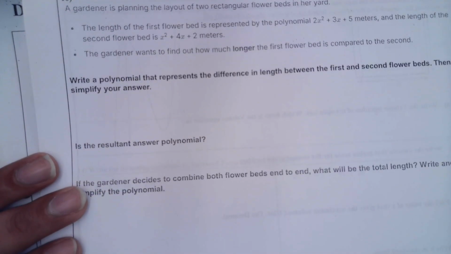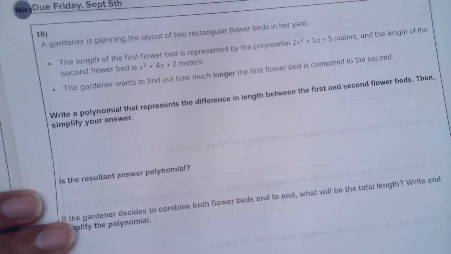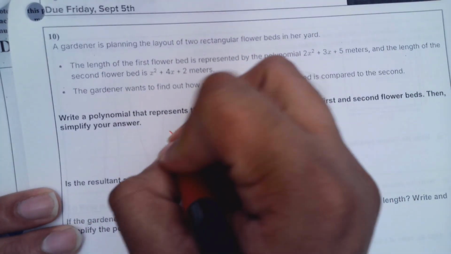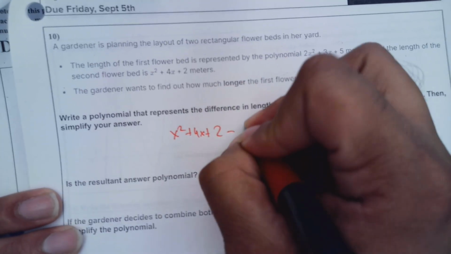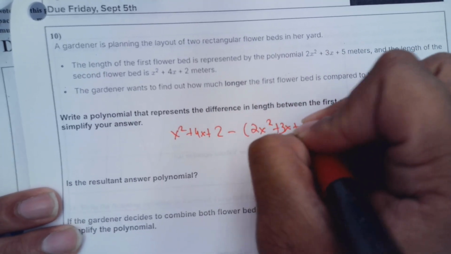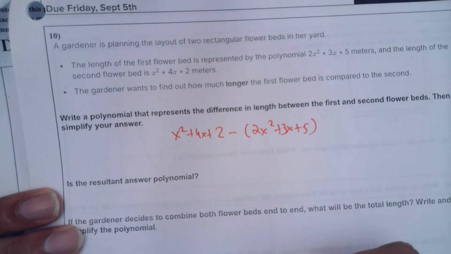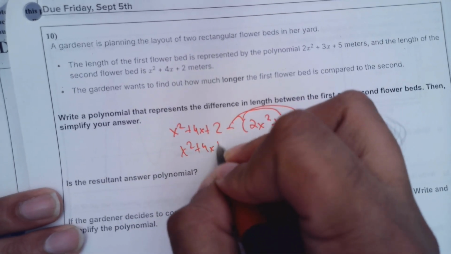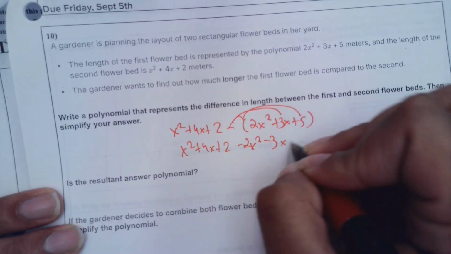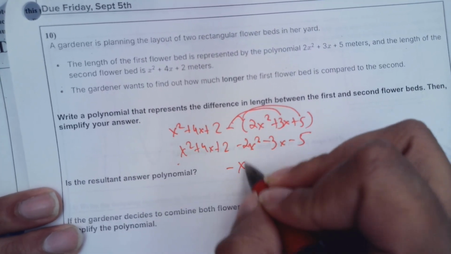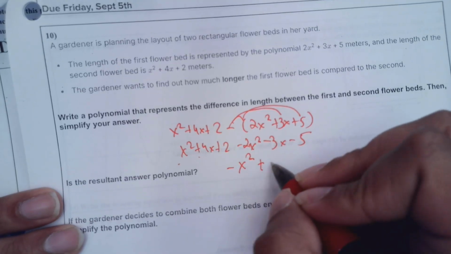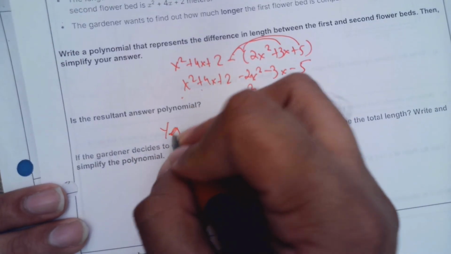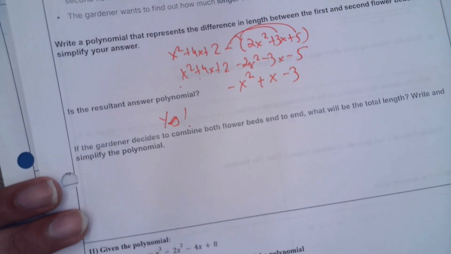Question 10. Write a polynomial that represents the difference in length between the first and second flower beds. So let's just say that you're subtracting second from first. You would do x squared plus 4x plus 2 minus 2x squared plus 3x plus 5. Make sure you use parentheses because if you're subtracting, you're going to have to distribute the negative inside the parentheses. So you get x squared plus 4x plus 2 minus 2x squared minus 3x minus 5. x squared minus 2x squared is negative x squared. 4x minus 3x is positive x, and then 2 minus 5 is negative 3. Is this a polynomial? Yes, it is, and it's a proof that when you subtract two polynomials, you only get a polynomial out of it.